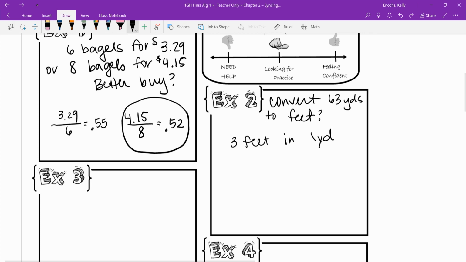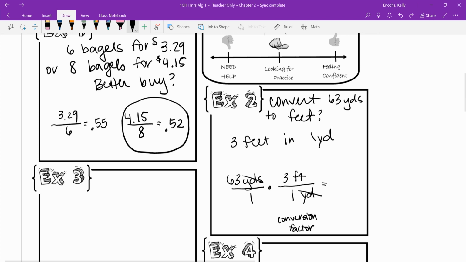To start this problem, I'm going to say, okay, 63 yards, and I'm going to put it over 1 to make it a fraction. Remember, you can write any number over 1 to make it a fraction. Then I'm going to multiply by my conversion factor. When I choose my conversion factor's layout, I want yards to be in the denominator this time, because then my yards will cancel out. So 1 yard goes in the denominator and 3 feet goes in the numerator. That tells you that you should multiply 63 times 3.